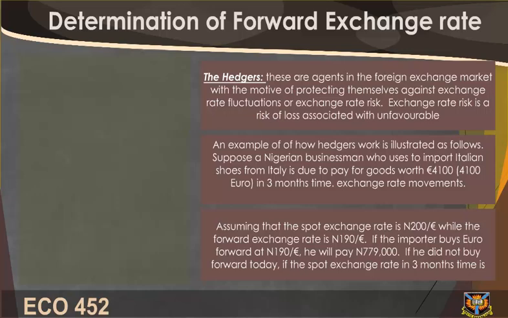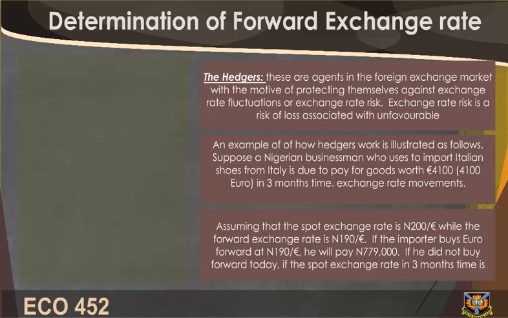Suppose a Nigerian businessman who imports Italian shoes from Italy is due to pay for goods worth 4,100 euro in 3 months' time. Assuming that the spot exchange rate is 200 naira per euro, while the forward exchange rate is 190 naira per euro. If the importer buys euro forward at 190 naira per euro, he will pay 779,000 naira, if he did not buy forward today.